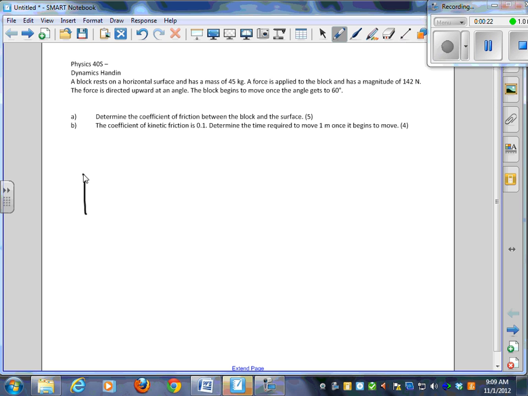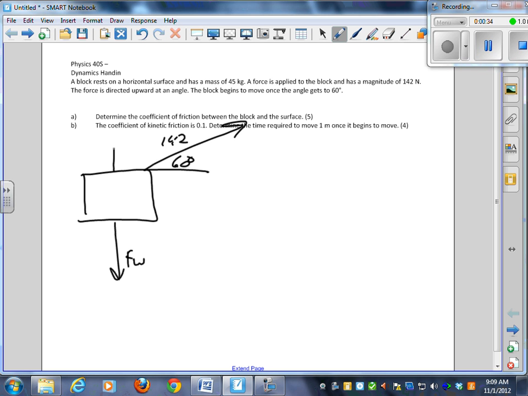So if we draw the diagram, we're going to see an applied force like this of 142. We're going to have an angle of 60 degrees. We're going to have a weight force down. We're going to have a normal force up. Now remember, of that 142, part of it is vertical and part of that is horizontal. Those are the horizontal and vertical components. And this block is going to move to the right, which means our friction is going to be backwards like this. Okay, so that's all your forces that are on the object.